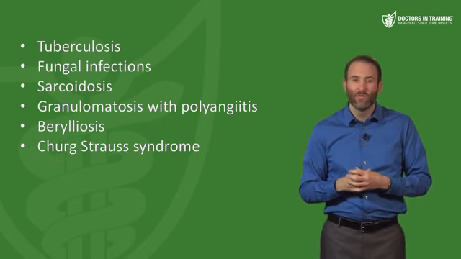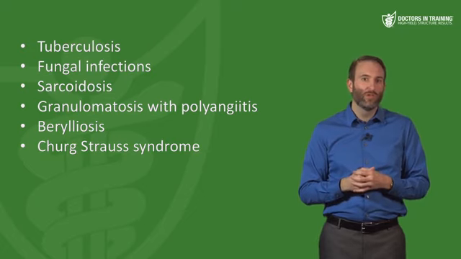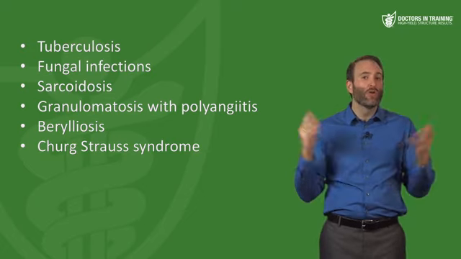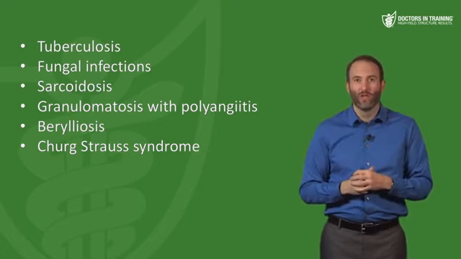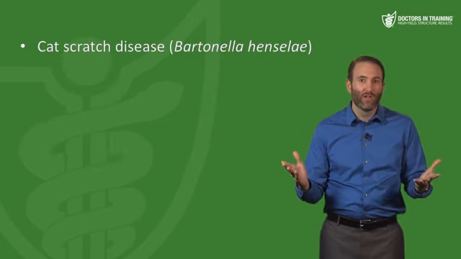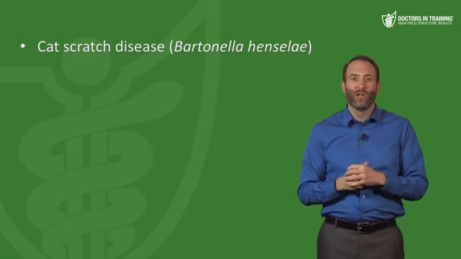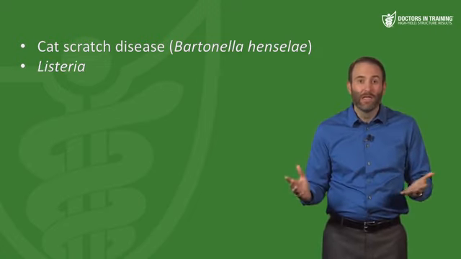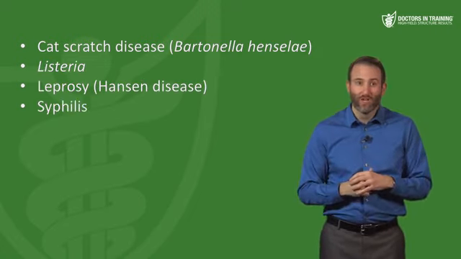Churg-Strauss syndrome, that's also referred to as eosinophilic granulomatosis with polyangiitis. That's another autoimmune disease that can result in granulomas. And then moving away from pulmonary diseases, cat scratch disease can cause granulomas, and this is caused by Bartonella henselae. There's listeria. Leprosy can cause granulomas, and also syphilis.